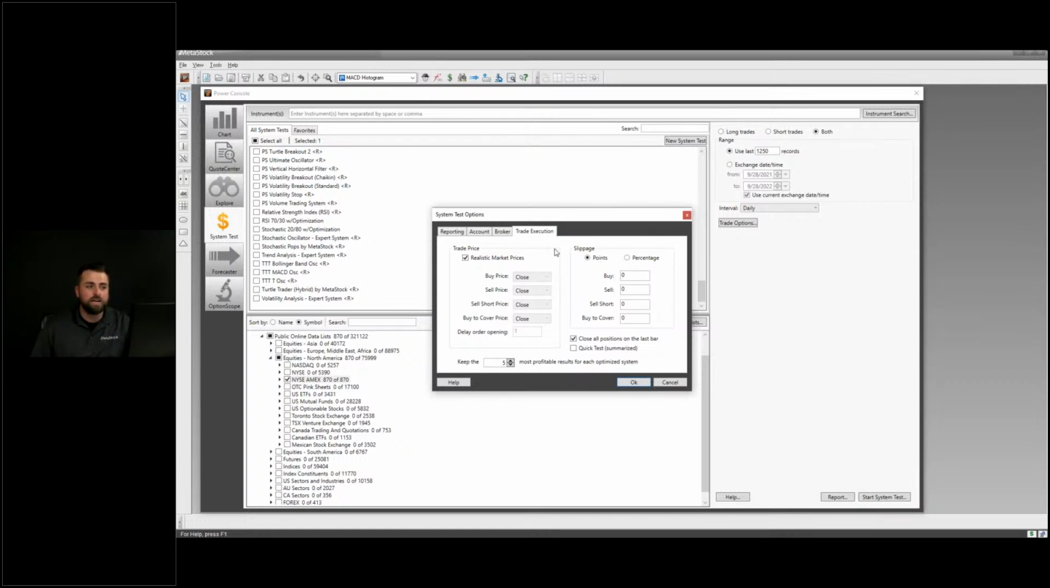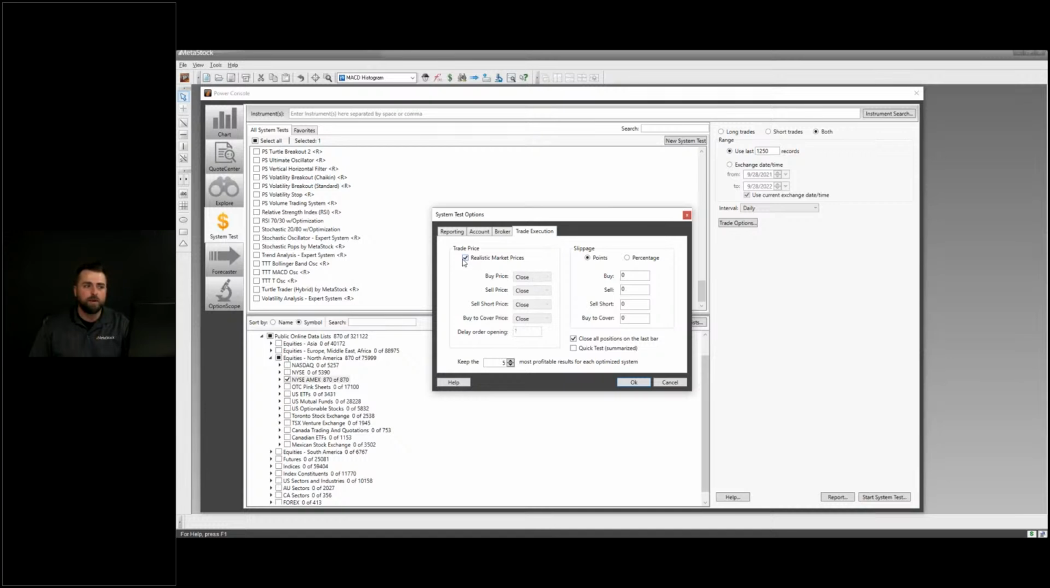The next tab I want to show you guys is trade execution. So I've gone into that here, and what I have selected is realistic market prices. And basically what that means is, if I have a signal that generates, I'm looking at a daily chart and I get a buy signal that generates, that signal is saying to buy at the end of the day, but the market's already closed. So this is just going to get me in at the open of the next day if I have realistic market prices checked here. But I can also change it and create my own.